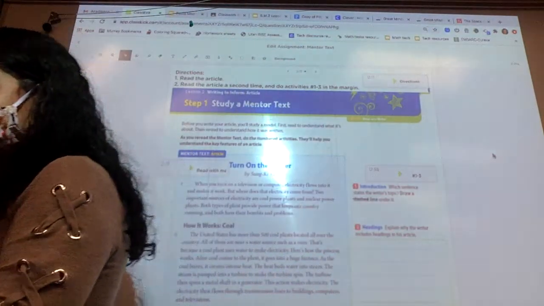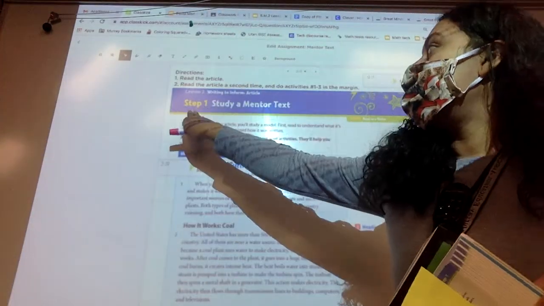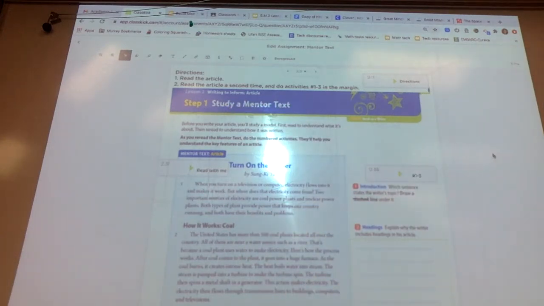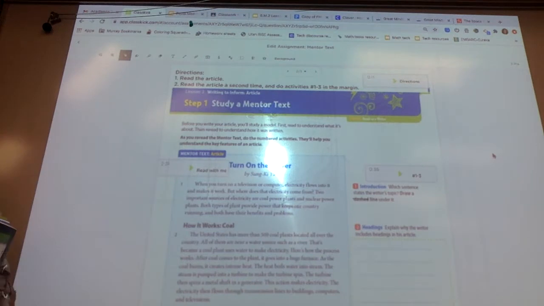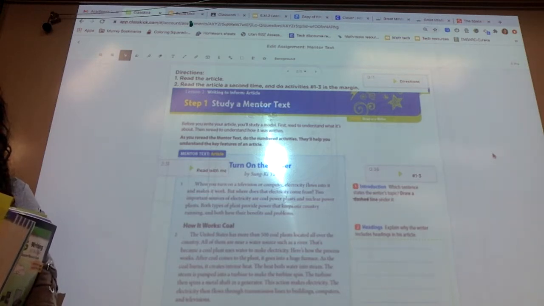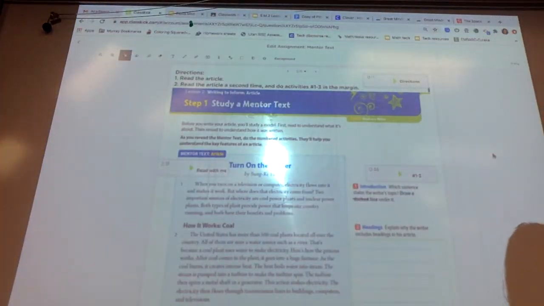Okay, so on page 34, on the top it says, Step 1, study a mentor text, okay? So we're going to discuss how do you learn to do something that you've never done before? You practice. Do you agree? Yeah. Ariana? Perfect practice. Not perfect practice, because permanent doesn't make perfect. Perfect practice makes perfect. That's exactly what the banner says in my karate studio.